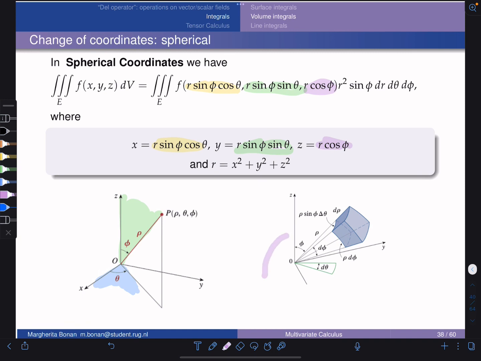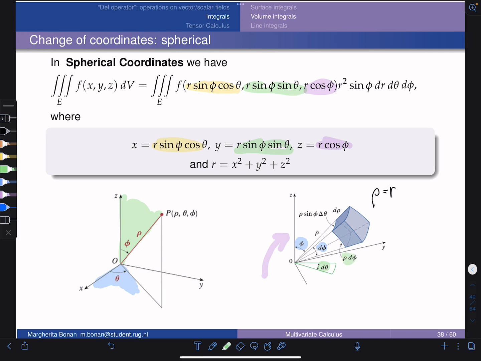In this other drawing, instead, we can visualize the infinitesimal volume element. Here in the picture there's a rho, but for us rho was r, and we can see here the variation of the angle phi, and here the variation of the angle theta, and this being r d theta.